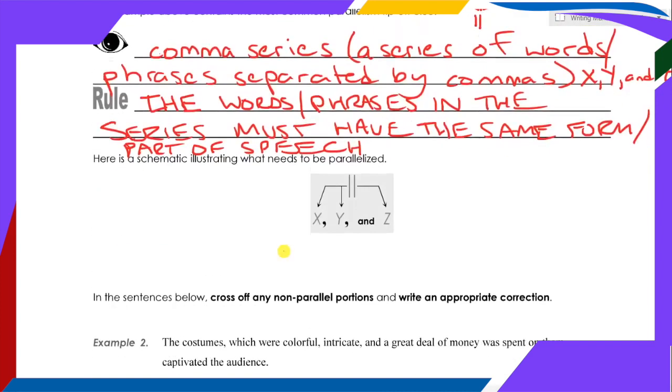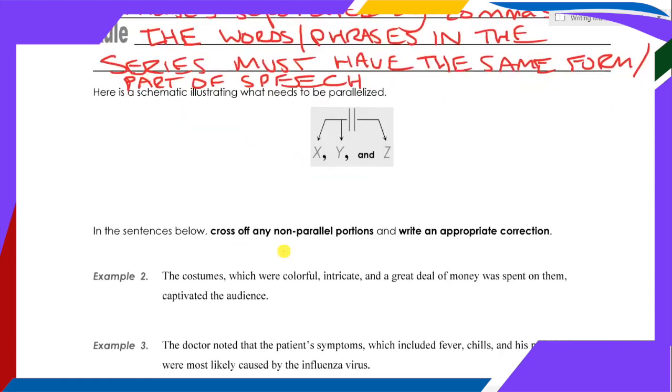We need to make sure that the X, the Y, and the Z, the 3 things that are joined by the comma series, have the same form or part of speech. If they do not, then the sentence is out of balance and we lack parallelism. So again, if this is an ed verb and this is an ed verb, this should be an ed verb. If this is an ing, this is an ing, then this should be an ing. If this is an adjective and this is an adjective, then this should be an adjective. If they're nouns, they should all be nouns. Verbs, they should all be verbs. So again, we just need to make sure that the things in the comma series match.